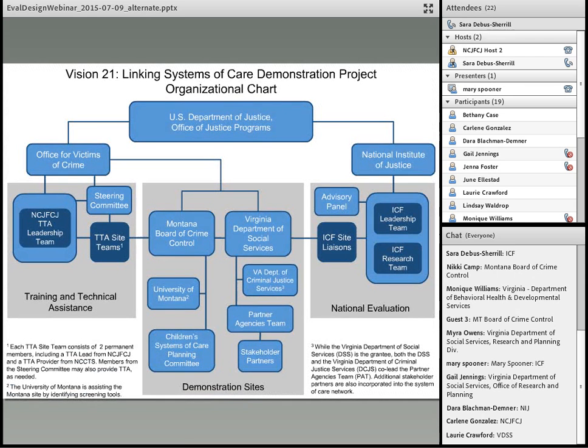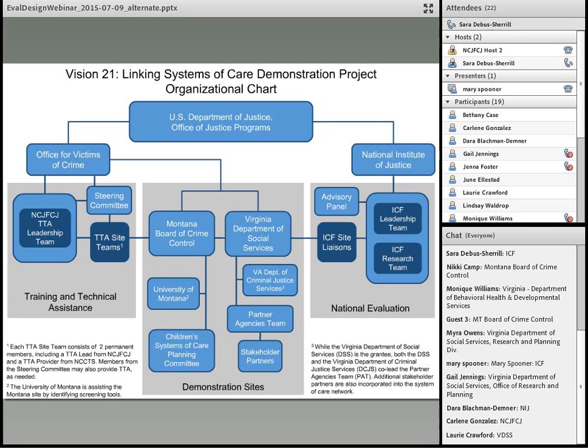As I mentioned, I wanted to talk a little bit about how we fit in with everything else. I know this is a very busy diagram here, but this was our attempt at trying to map out the structure of the whole project. And you can see at the top here, there's the Department of Justice, and then we have the two arms here.